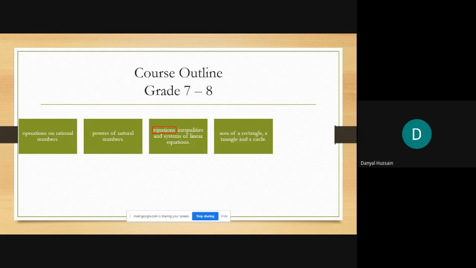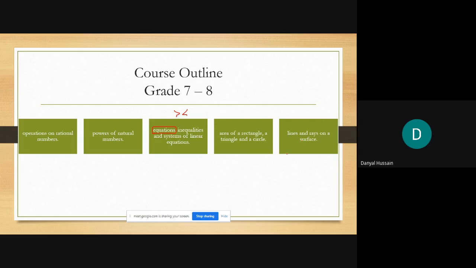Inequalities can be solved the same as equations. And what is the meaning of inequality? The greater than symbol and less than symbol are used for representing inequalities. Area of a rectangle, a triangle, and a circle: we must know how to find the area of a rectangle, triangle, and circle.